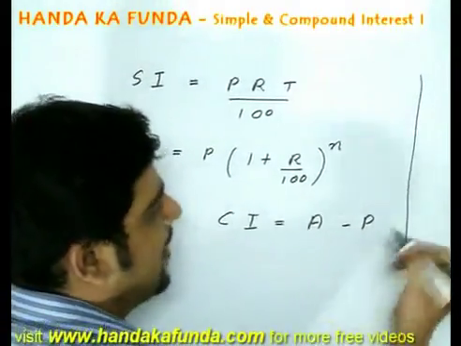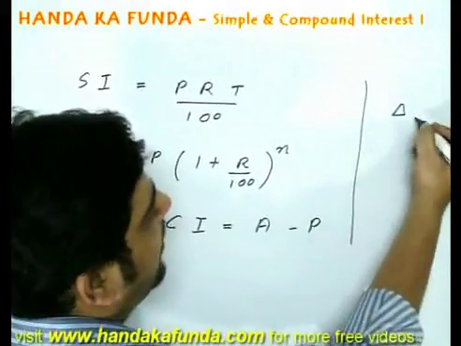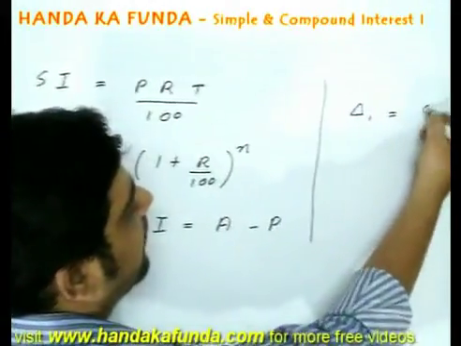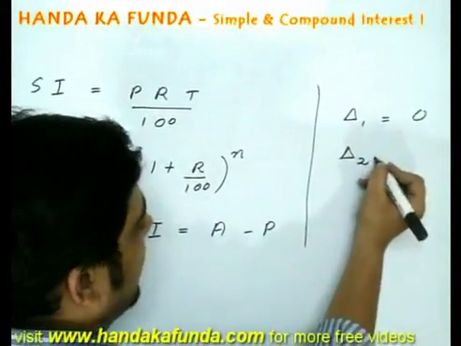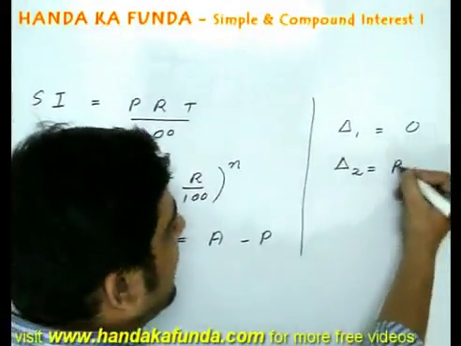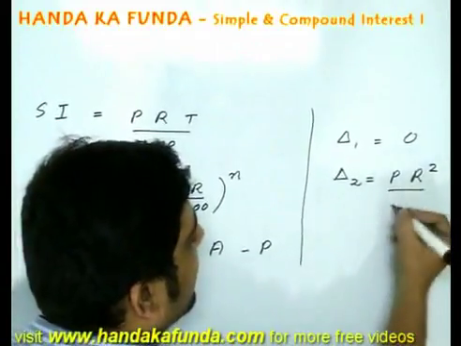If you remember the previous case, the difference between the simple interest and compound interest at the end of the first year was 0. What will it be at the end of second year? That is given by P R square by 100 square.